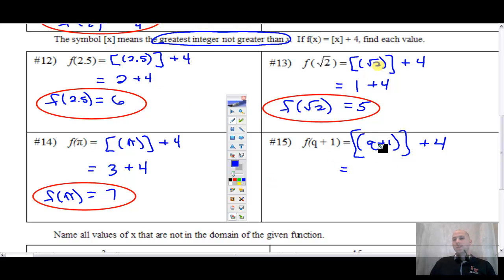So what that means here, we can take the 1 out of these brackets. If it was a decimal, we couldn't take it out. If it's a whole number, we can take it out. The q cannot come out of the brackets, because if it is a decimal, it has to be rounded down. We don't know what it is. 1 plus 4 is 5.